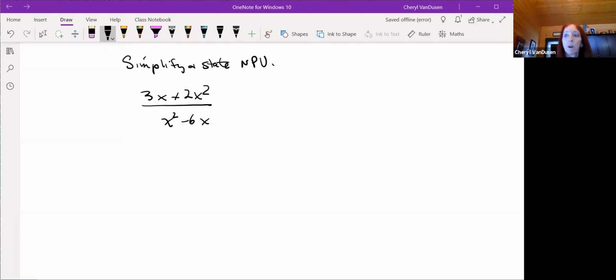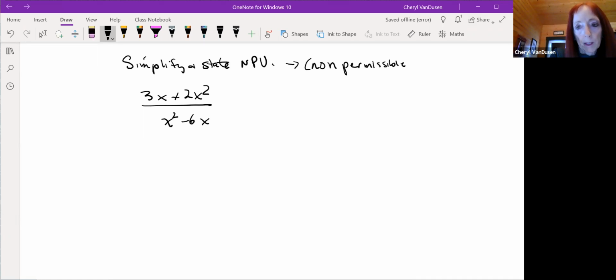Okay, so now we're ready to rock and roll and take all this work that we've done on factoring and fractions and throw it all together and do rational expressions. Okay, so the first question says simplify and state non-permissible values. So NPVs, we haven't talked about that yet in class, but we'll get at it right now. These are non-permissible values.